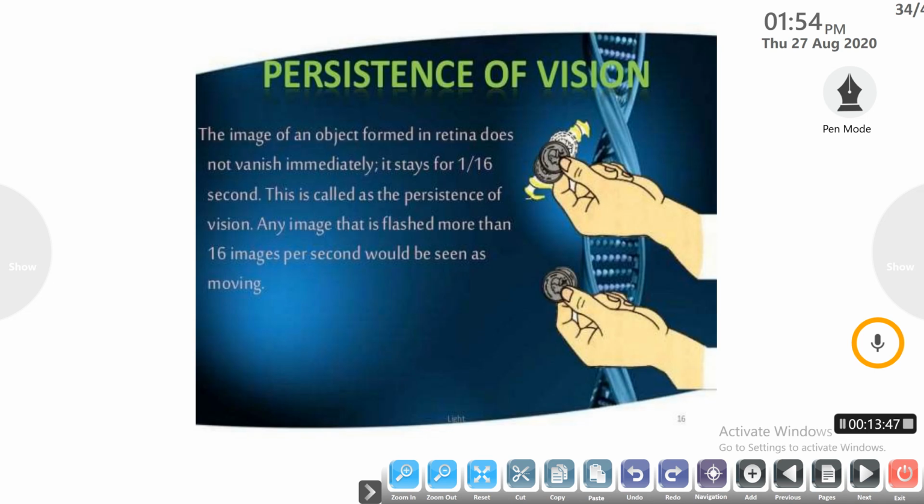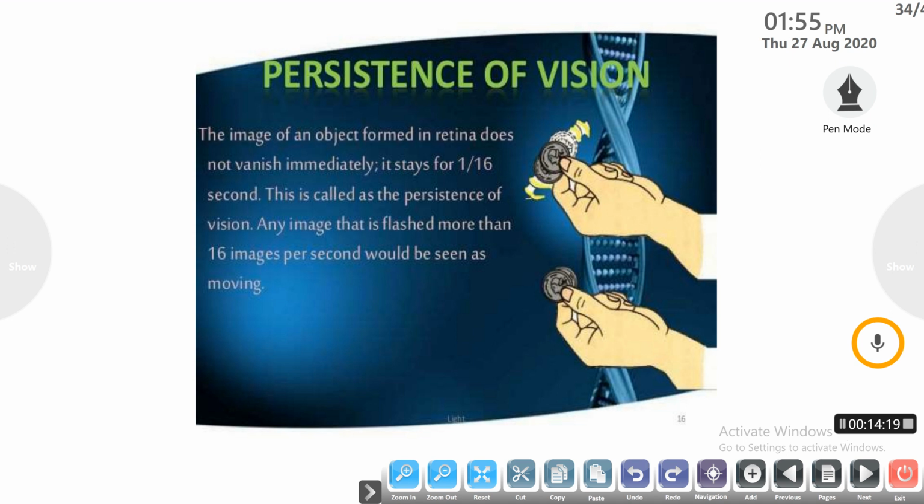The next is the persistence of vision. What is called the persistence of vision? The image of an object that is formed on our retina does not vanish immediately. If we see an object, the image remains in our brain for a short time, because it stays for about 1/16 second in our mind or in our retina. This is called the persistence of vision. That's why any image that is flashed more than 16 images per second would be seen as a moving picture.